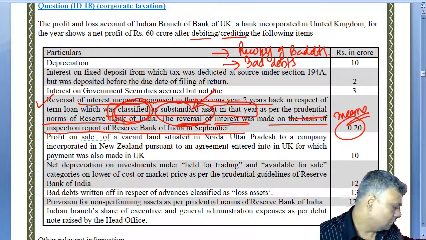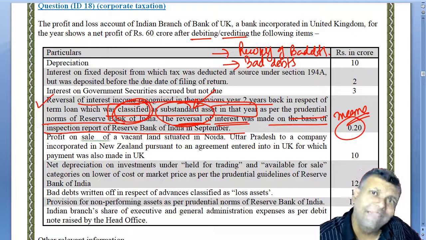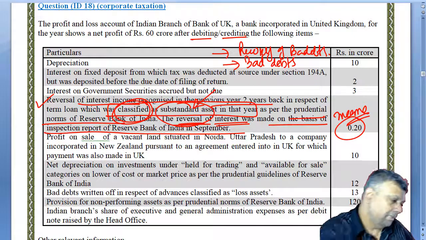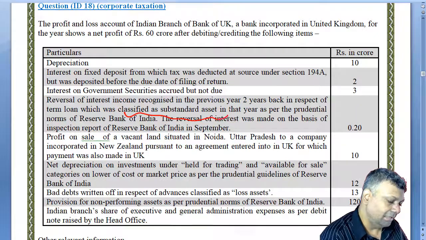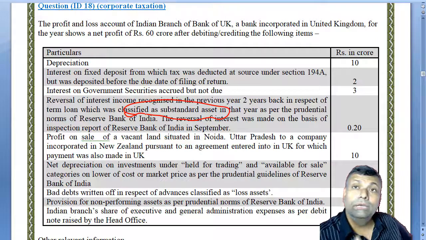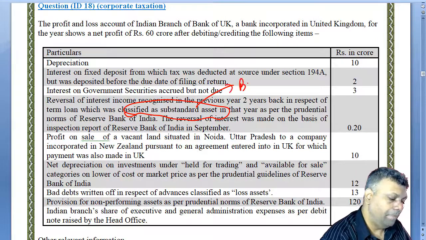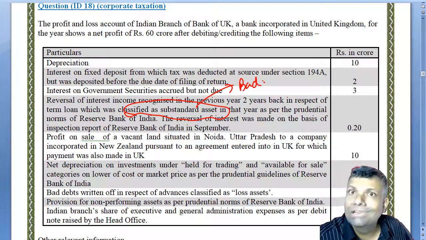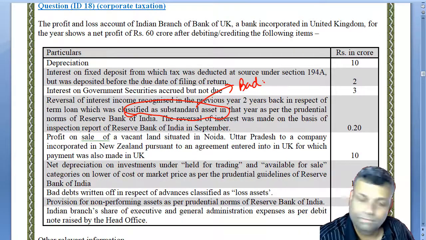Is that okay? And so, this particular point is anyway the income, it is already credited to the profit and loss. So, we are not supposed to do any adjustment. But I once again repeat, friends, in the given case, what is used is classified as a substandard asset, but it was classified as a substandard 2 years back. Substandard means bad. So, it was bad 2 years back. So, it was logical understanding as per the banking terminology that it was written off.